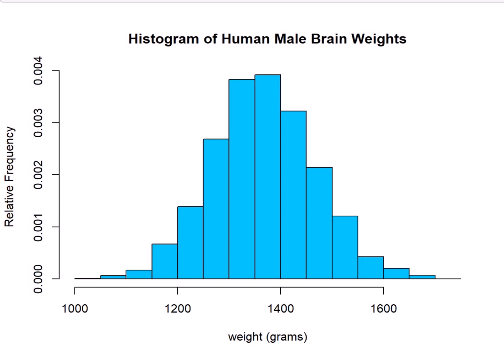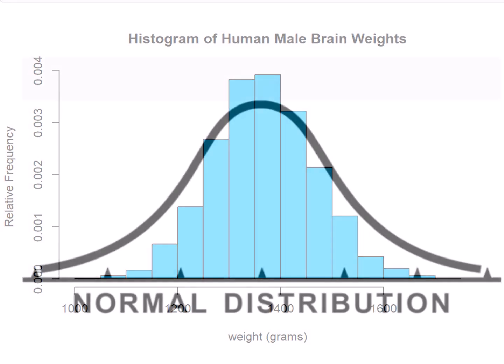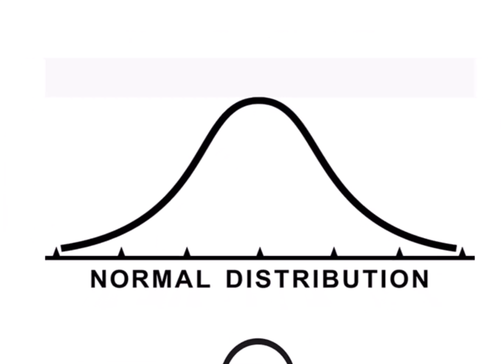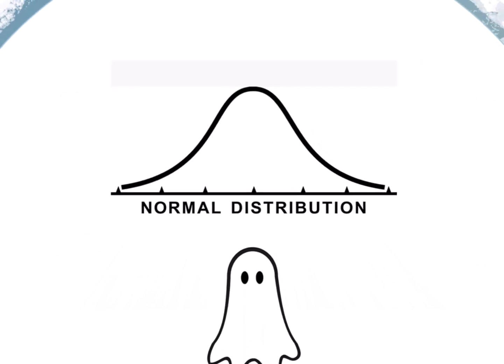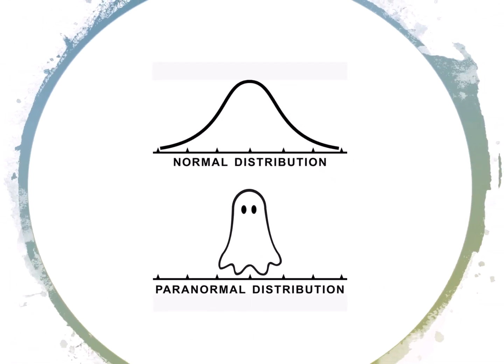Bell-shaped distributions have a special name. They are called normal distributions. So the weights of human male brains seem to follow a normal distribution.